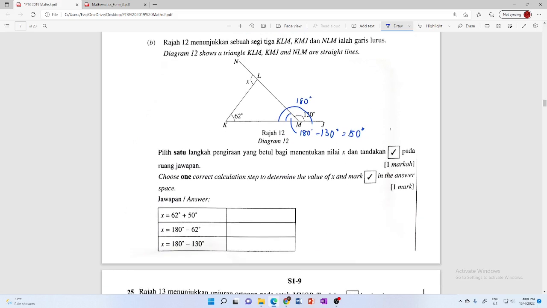So your x will be equal to 62 plus 50, because x is the exterior angle, which is equal to the sum of the two opposite interior angles.